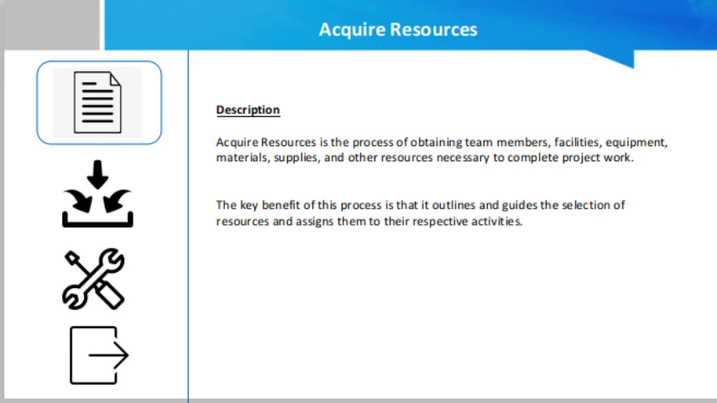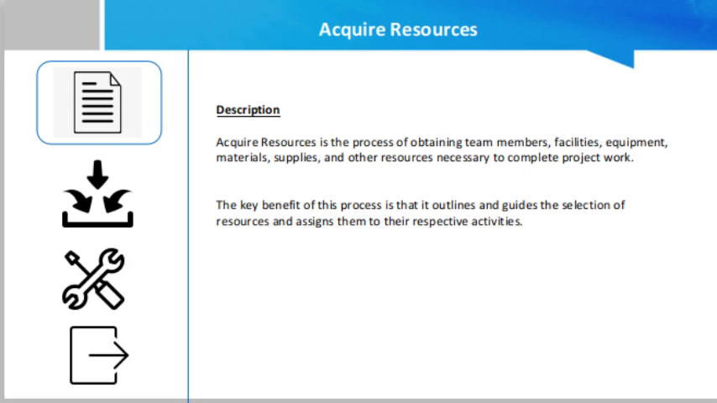Friend, Acquire Resources is the process of obtaining team members, facilities, equipment, materials, supplies, and other resources necessary to complete project work. The key benefit of this process is that it outlines and guides the selection of resources and assigns them to their respective activities. The resources needed for the project can be internal or external to the project performing organization. Internal resources are assigned from functional or resource managers. External resources are acquired through the procurement process.